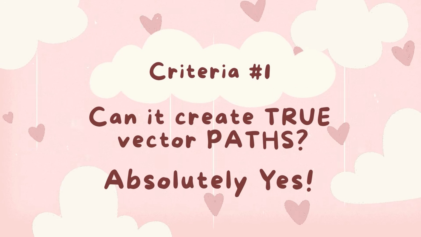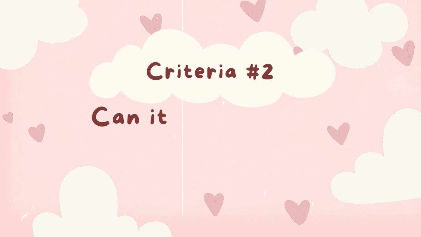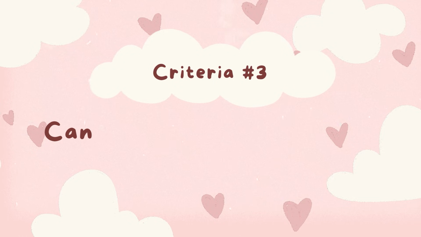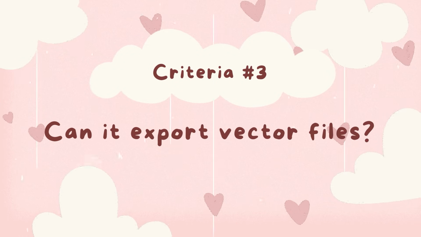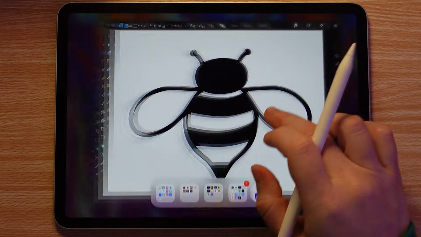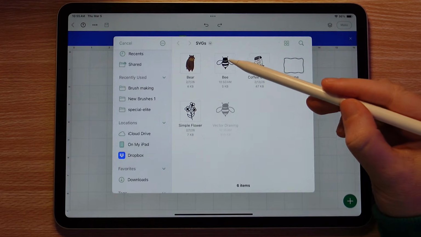So when it comes to what we need out of our vector making app, how does Affinity Designer 2 hold up? Can it make true vector paths? Absolutely yes. Not only can you make them as paths, but you can edit them with a node tool. Can it handle shape building? Absolutely yes. So you can make a path and convert it to a shape and combine them all with the shape builder tool. The shape builder tool is one of my favorite tools. And then can it export vector files that can be used outside of the app? Yes, you can make a design that can go straight from Affinity Designer to any other app or software that can read vectors.